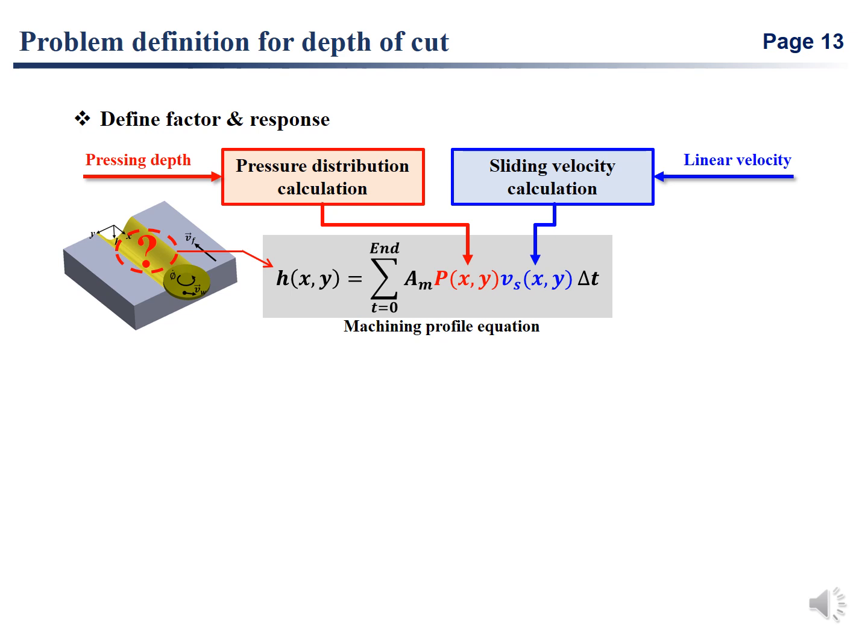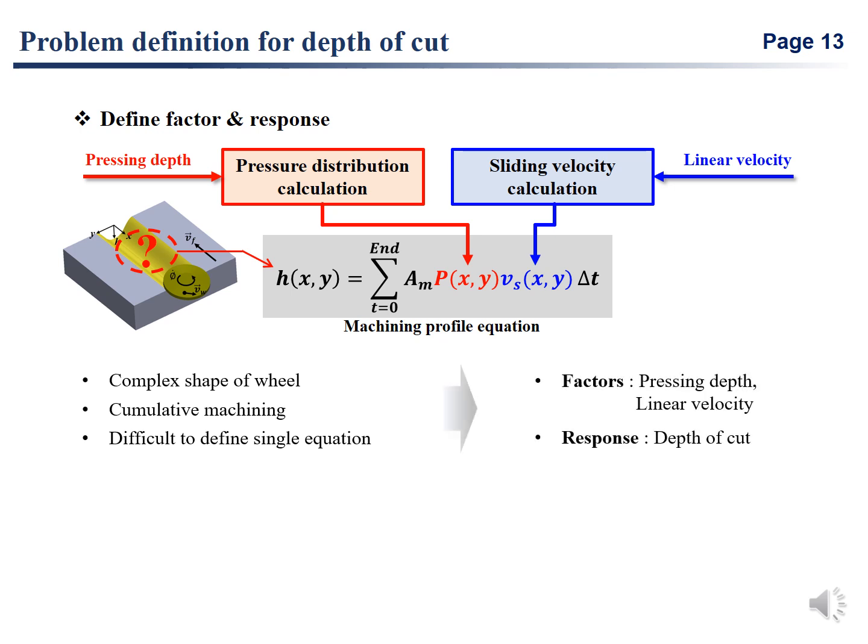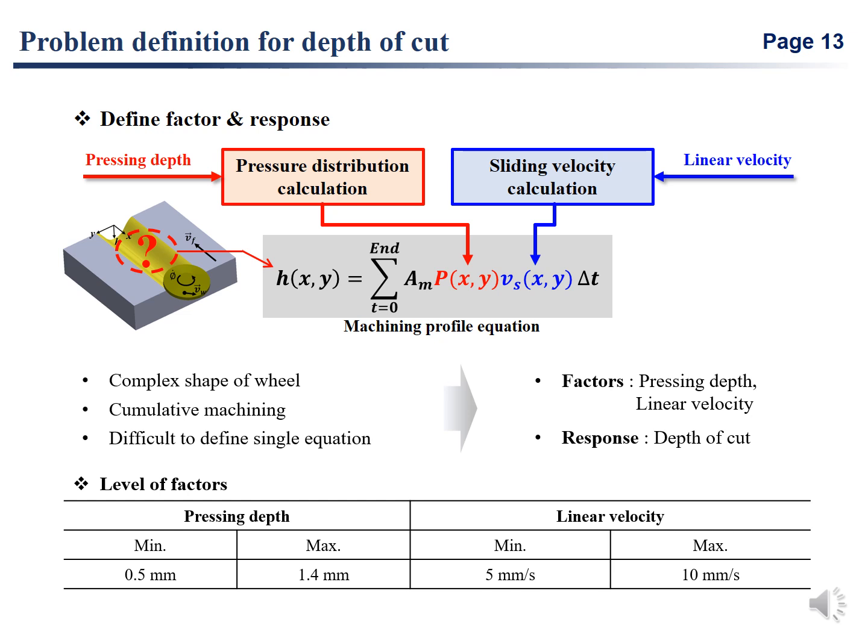In this part, I will talk about the problem definition for depth of cut. The generated machining profile model contains the complex shape of the wheel and has the characteristics of cumulative machining. Hence, it is difficult to define a single equation. For this reason, I adopted the design of experiment with these factors: pressing depth and linear velocity, and the response, depth of cut. And then I set the levels of factors which are utilized in the central composite design.